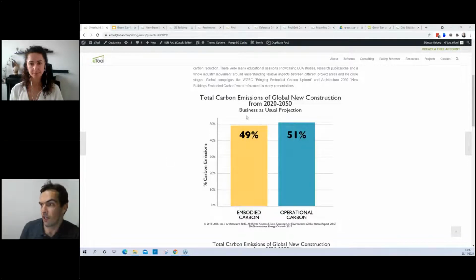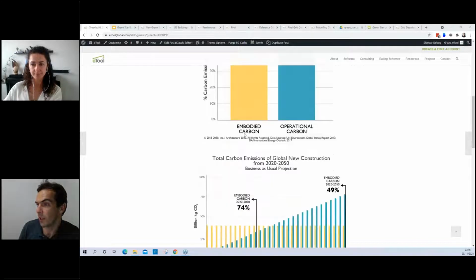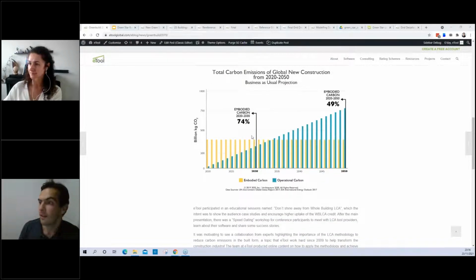So this is a projection from Architecture 2030 saying that for new construction up until 2050, 49% will be embodied carbon. And this one is more interesting because until 2030, 74% will be embodied carbon. So all the initial emissions that we send to the atmosphere at project completion, and then the operational energy builds up with time. And as we improve energy efficiency and decarbonize the grid, then all the upfront or embodied carbon becomes more significant.